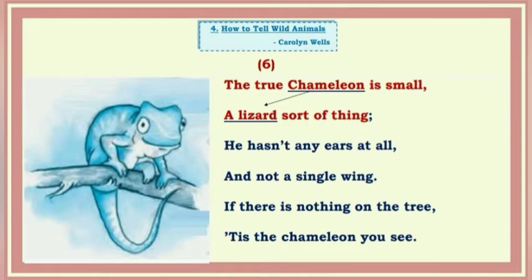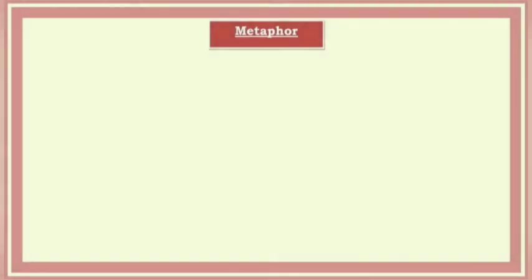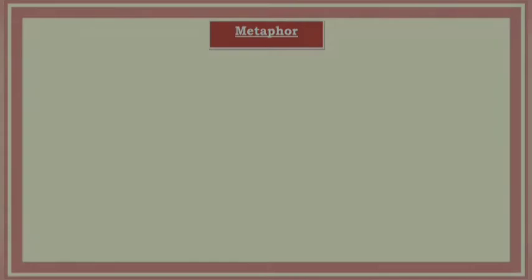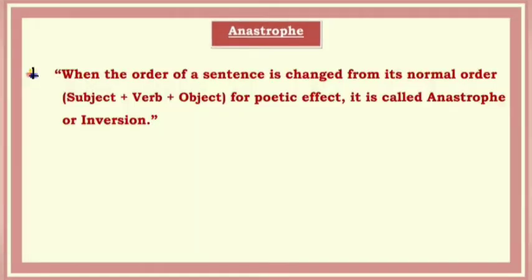So, these are the examples of metaphor in the poem. After metaphor, now let's see the use of anastrophe in the poem. Now, what's anastrophe? When the order of a sentence is changed from its normal order of subject, verb and object for poetic effect, then it is called anastrophe or inversion.